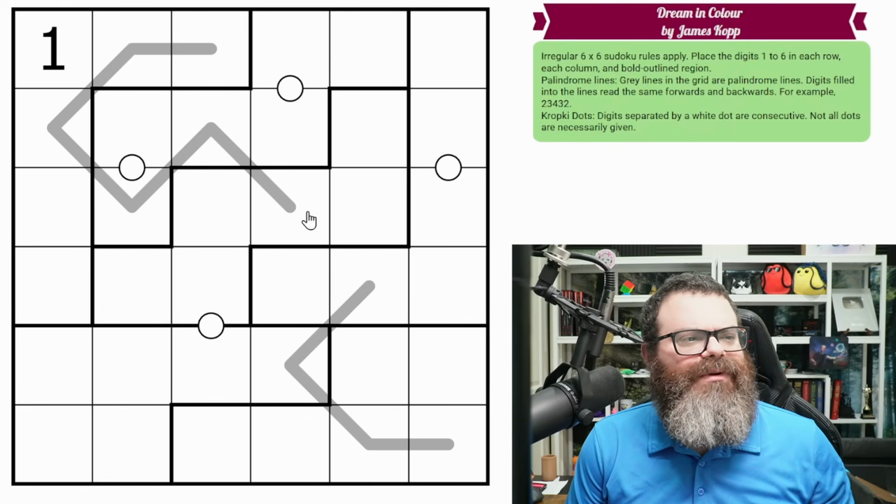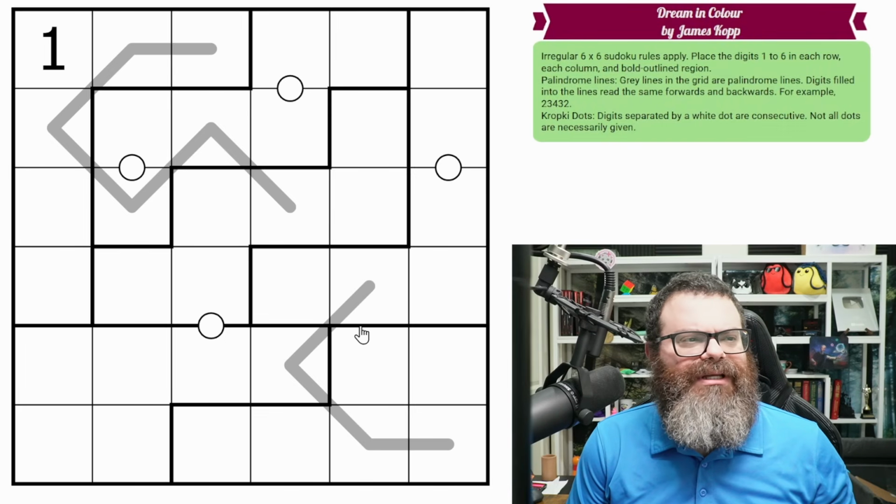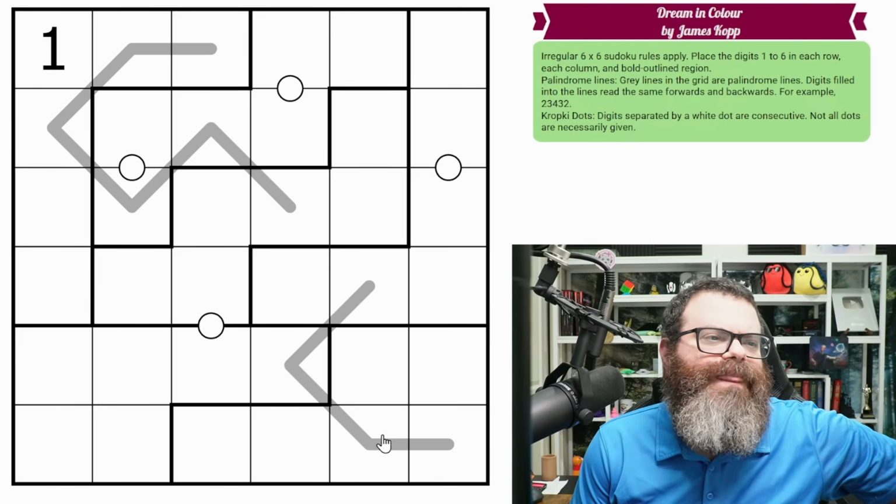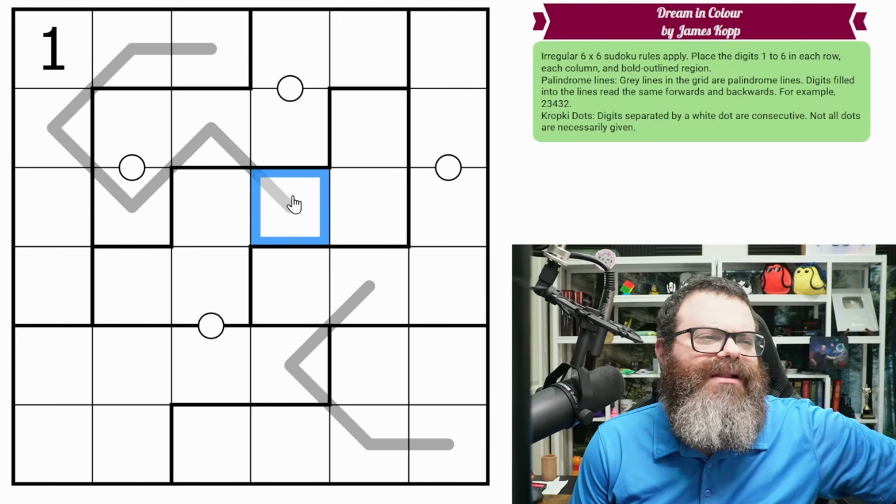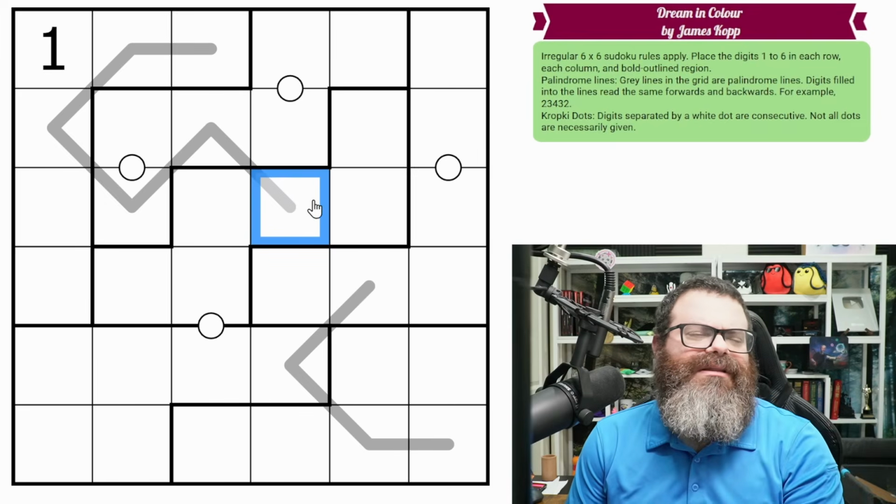Okay. How do we want to get started? Sometimes with irregulars, there's just some good geometry to look at. And sometimes you want to do the other constraints first. But let's look for some geometry because I'm not seeing anything particularly useful about this. Coloring the palindrome can be helpful. Let's see what this does.